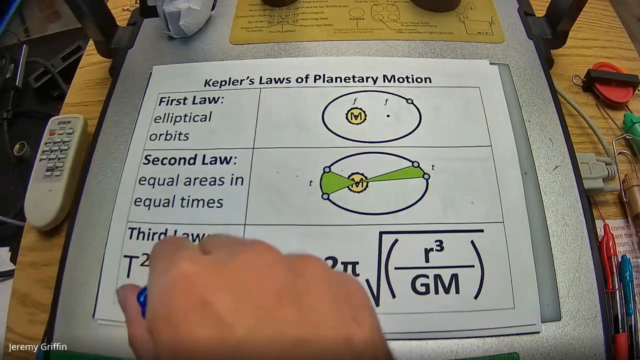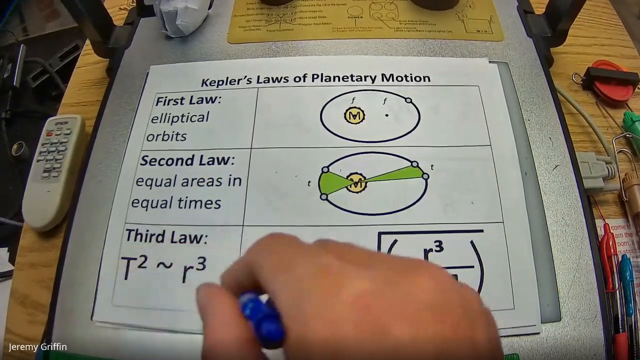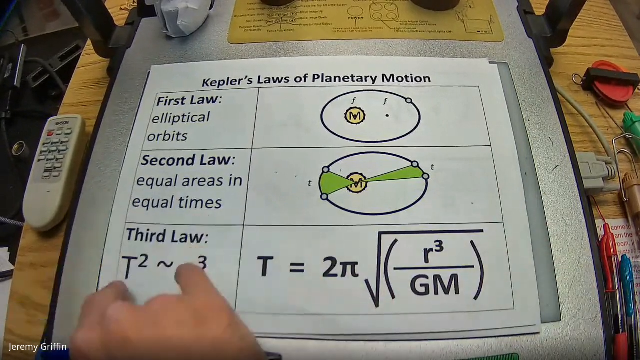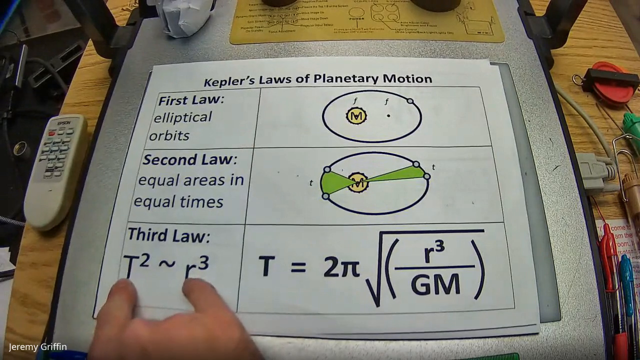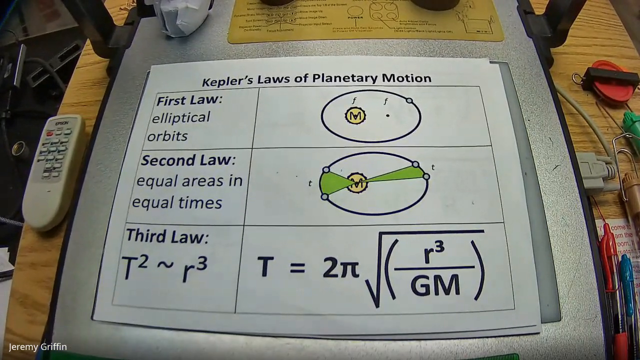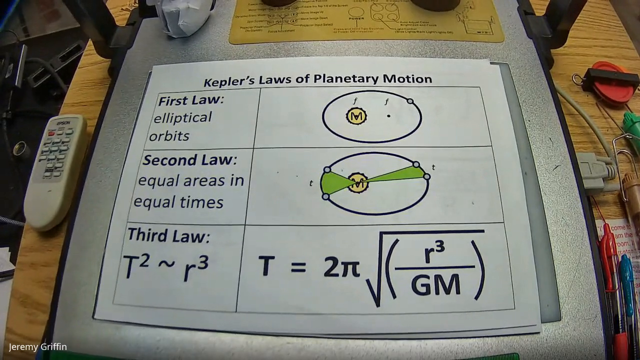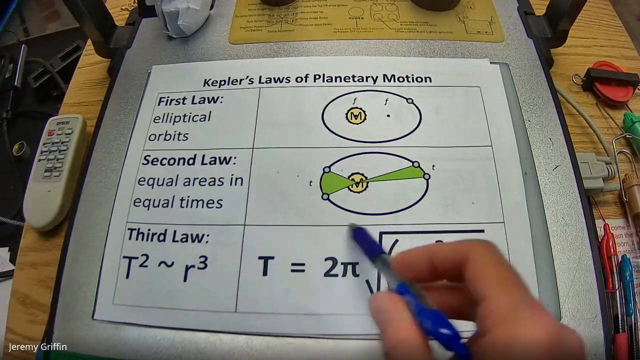So all planets within a solar system, orbiting some star of some given mass, the square of their time periods are directly proportional to the cube of their distance from their parent star. Now, once you incorporate Isaac Newton's universal gravitation, you can actually come up with a modern version of Kepler's third law, which is this right here.